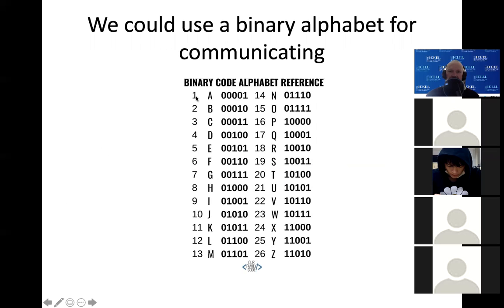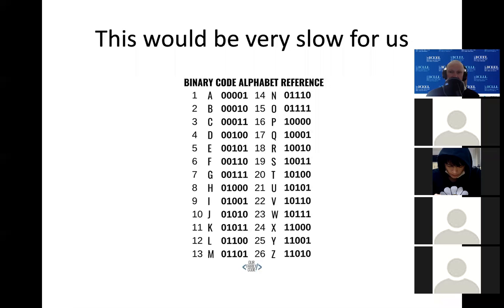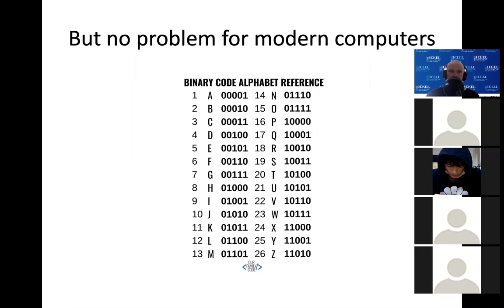For example, A could be written like this. B could be written like that, with just 1s and 0s. So that's a possibility for communicating code, for example. So we could communicate by doing that if we wanted, just ons and offs. But it'd be very slow for us. We're not very good at this, right? If we do it, we're really, really slow. But computers, machines, can do it really, really fast. No problem for modern computers.